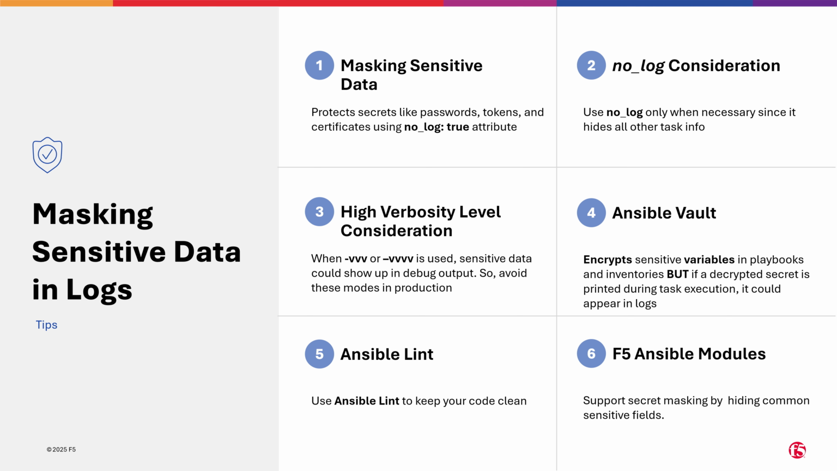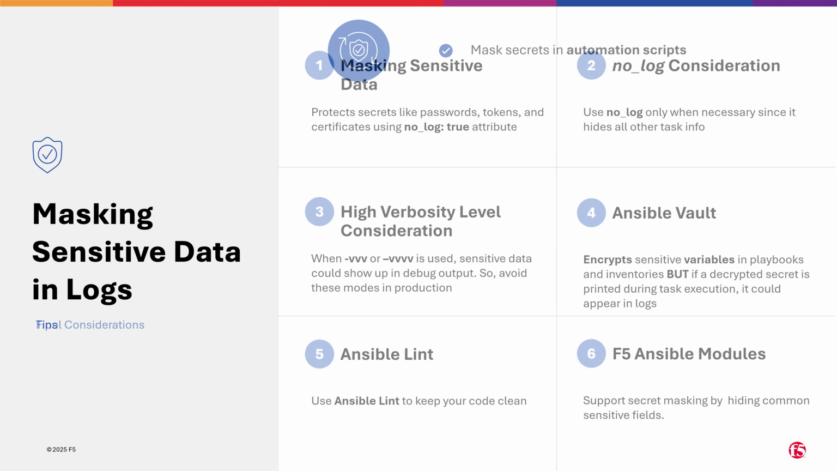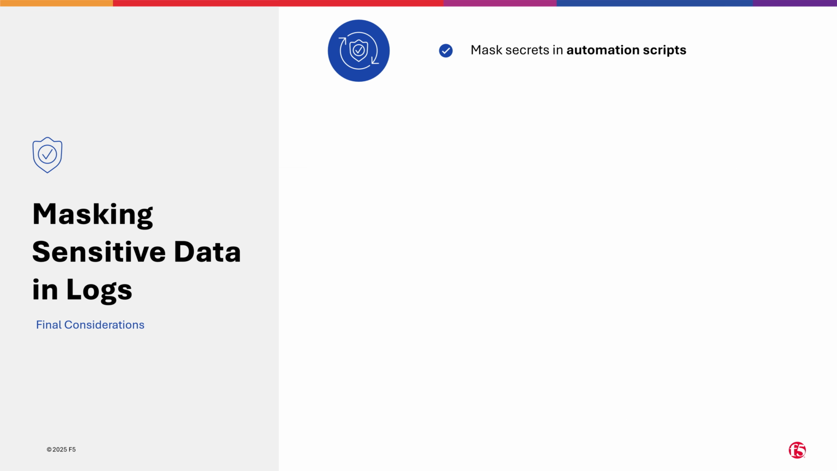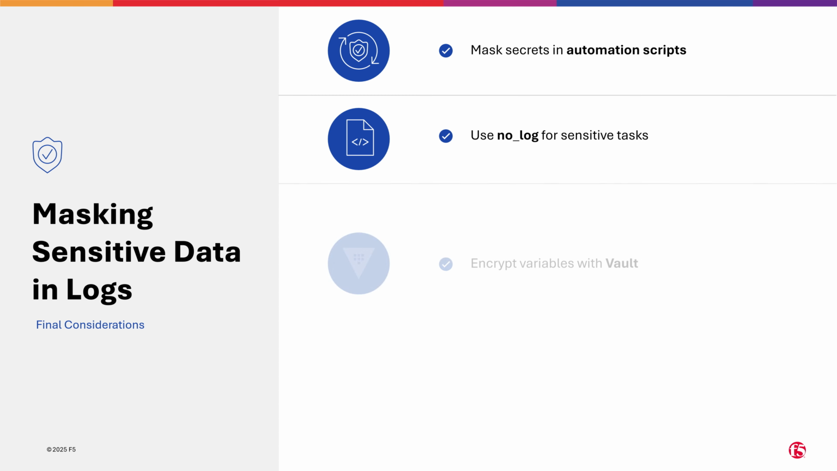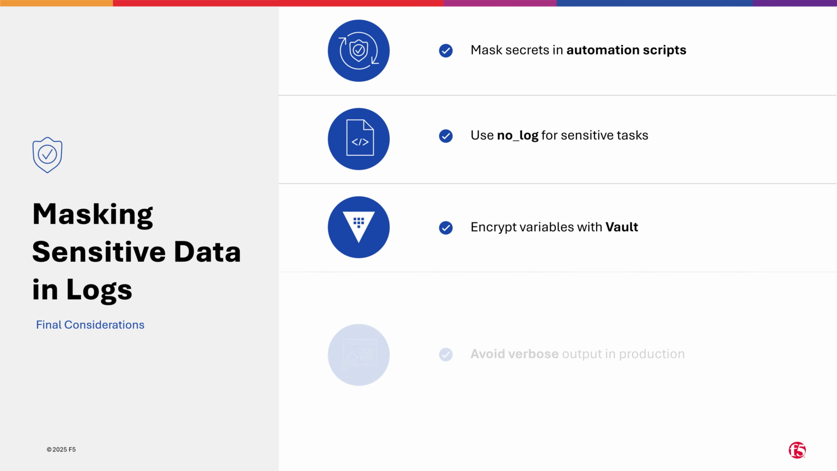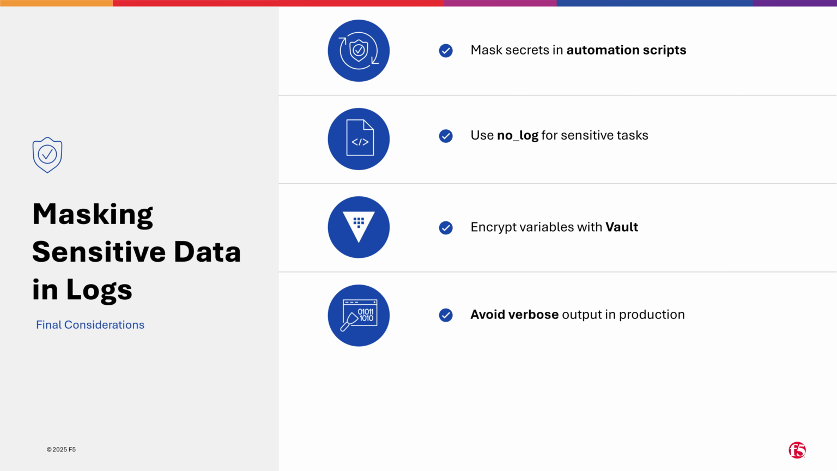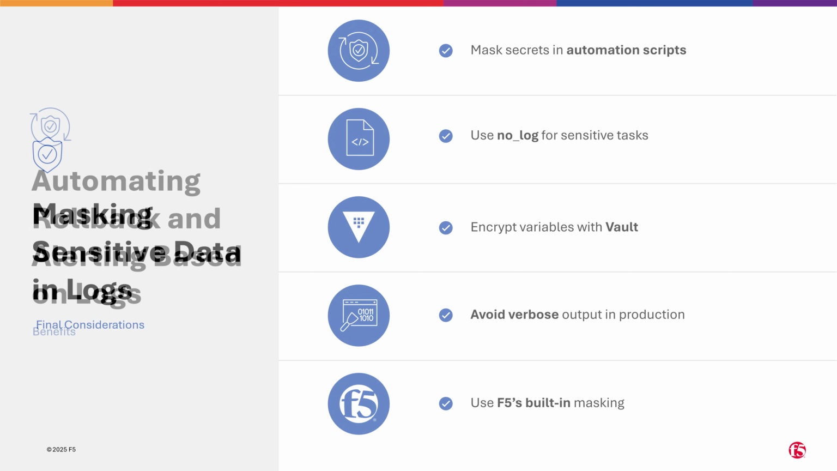F5 Ansible modules also support secret masking. They automatically hide common sensitive fields, like the Big IP password. You can also define your own secrets using the F5 secrets variable. This adds another layer of protection if you enable F5's debug logging. To sum up, always mask secrets in your automation scripts. Use no_log for sensitive tasks. Encrypt variables with Vault. Avoid verbose output in production, and rely on F5's built-in masking for extra safety.